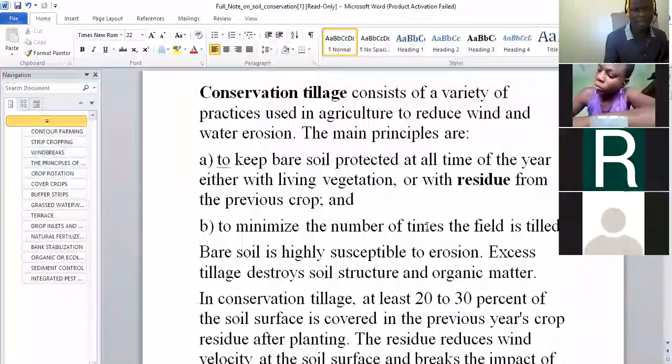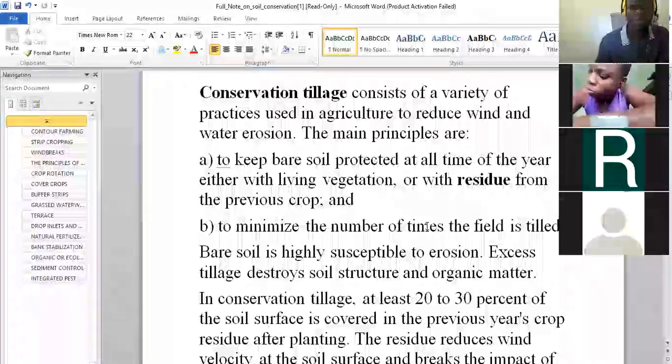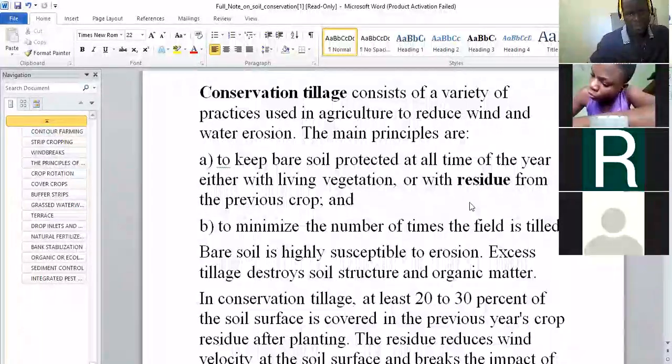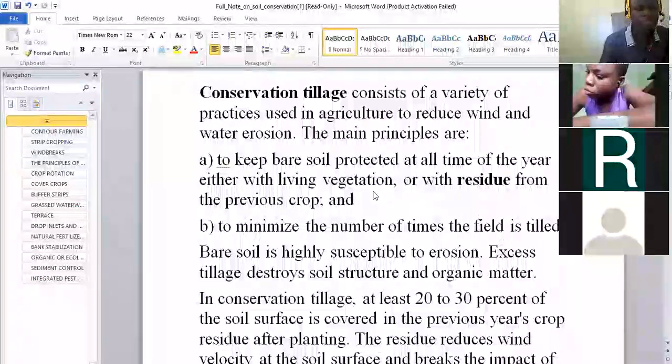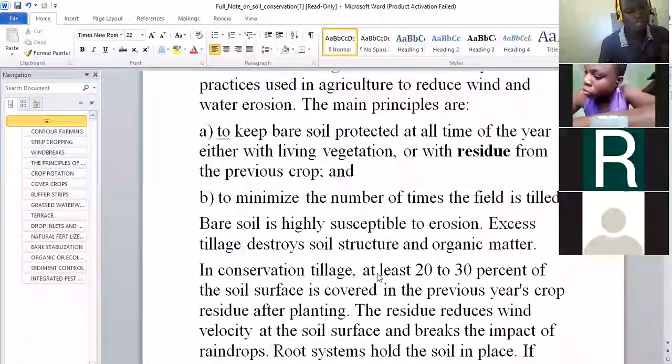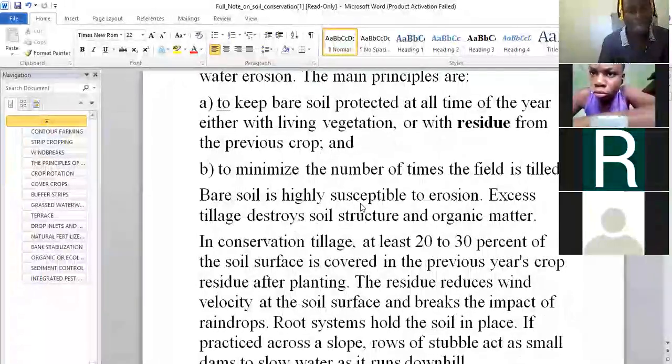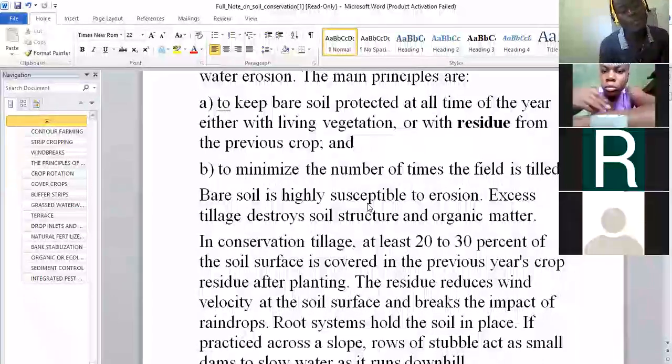What that means is that after harvesting, you don't destroy the plants, but you leave them to remain on the soil. If you do that, the dead plants will serve as a cover for the bare soil, or a mulch for that matter. Then you should also minimize the number of times you till. I think I mentioned that. Why do we have to do that? Because bare soil is very prone to erosion.